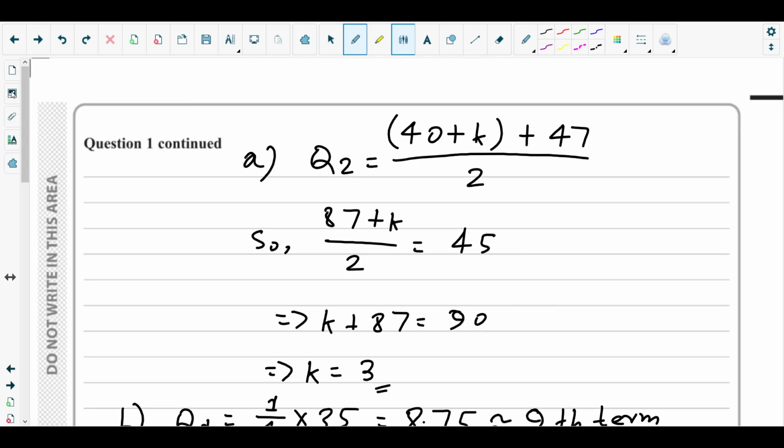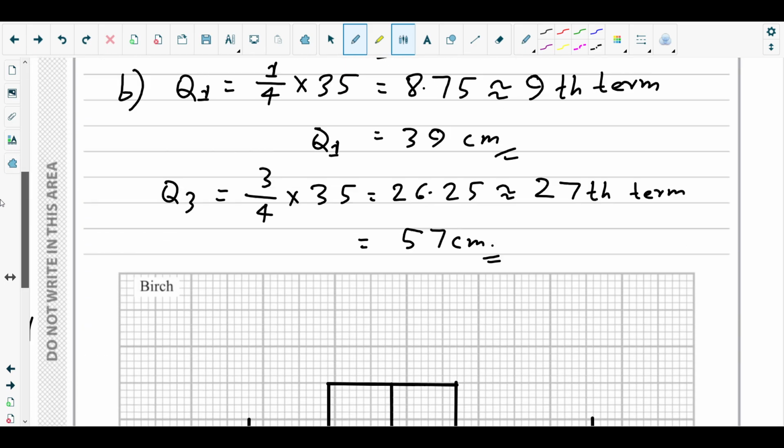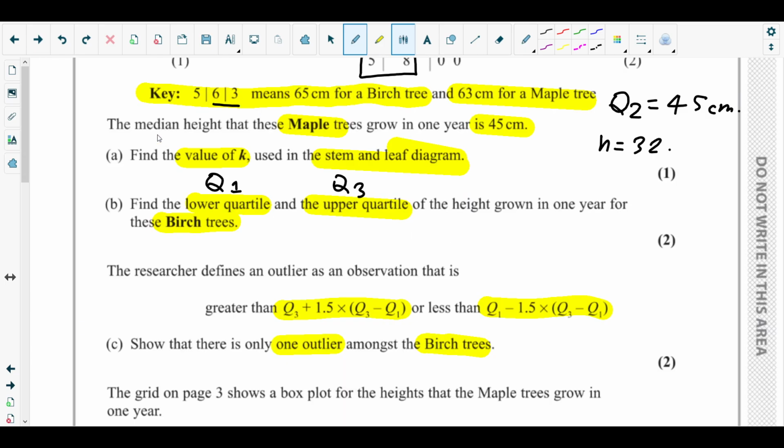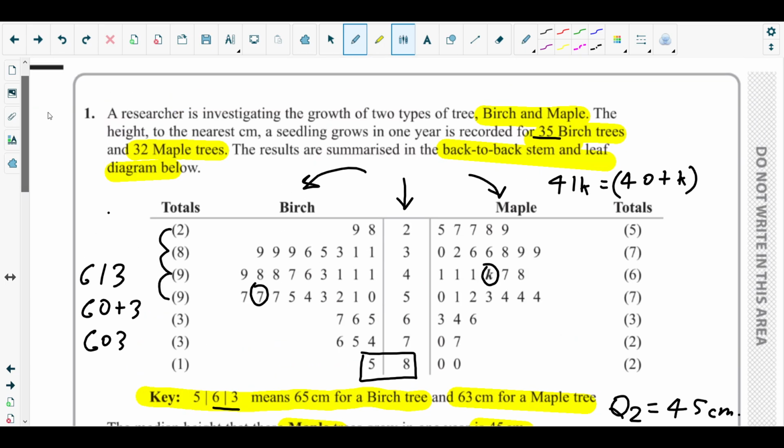Done. And that's all about the first question of the Statistics 1 May 2024 paper. That's it.